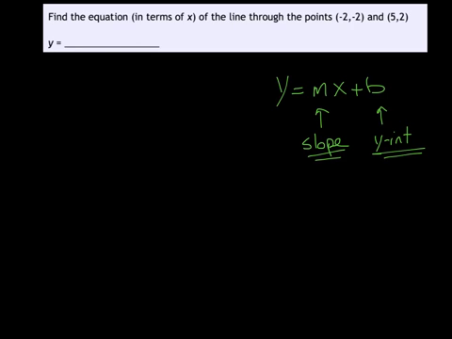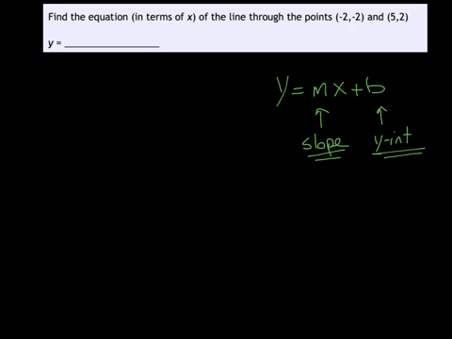Alright, in this question we're asked to find an equation in terms of x of the line that passes through these 2 points. To do this, we're going to use the slope-intercept form here on the right. We could also use the point-slope form of a linear equation. That's another option, but I'm only going to use the slope-intercept form here.